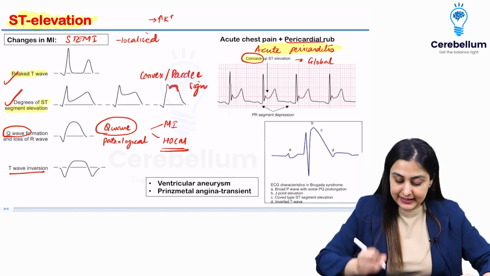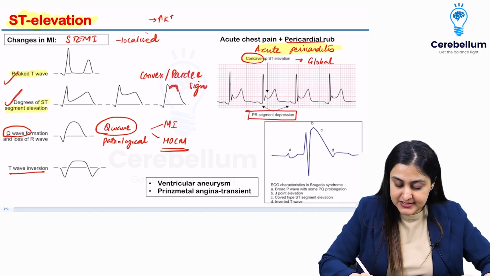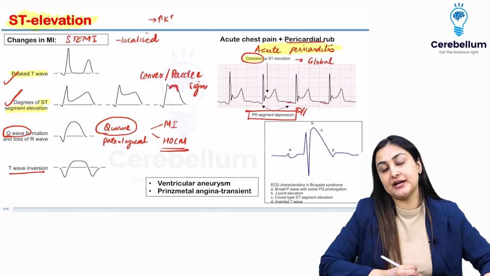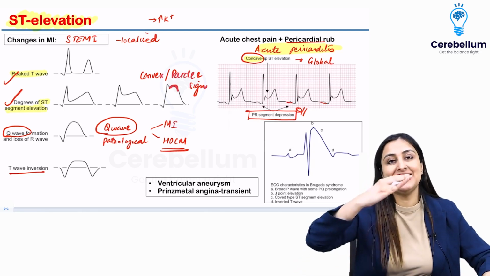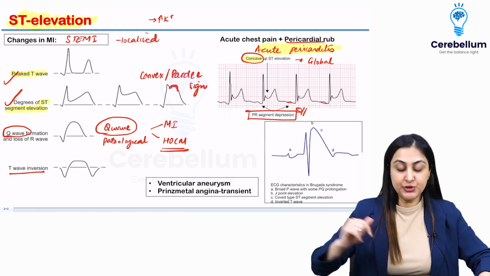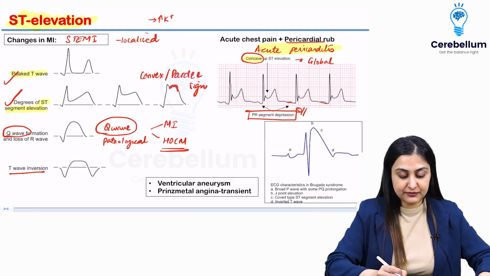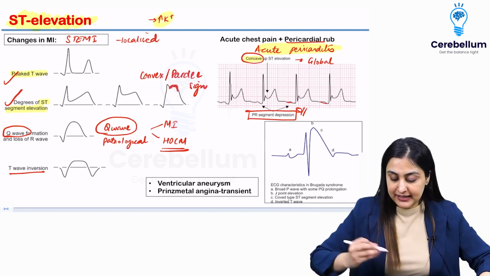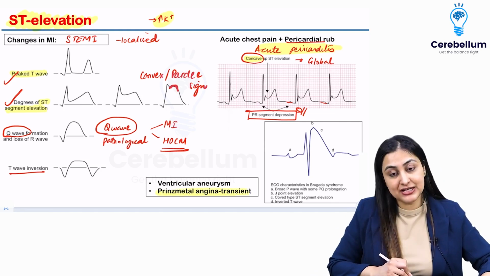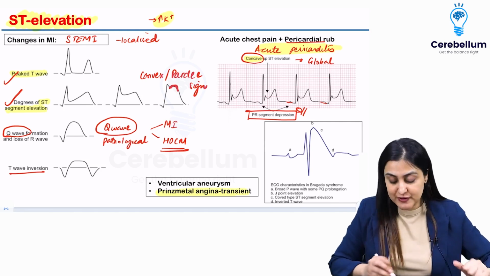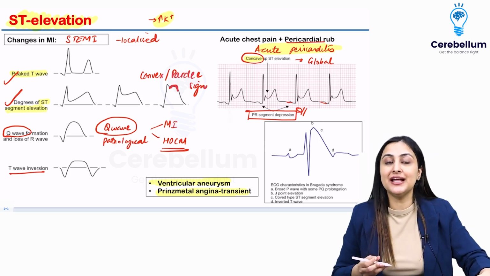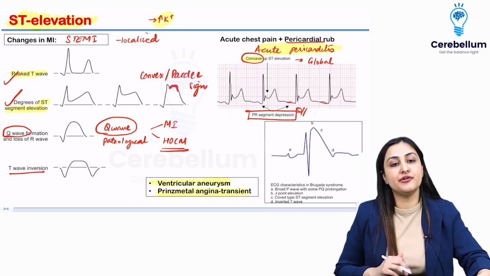In addition, you are going to be seeing PR segment depression. Look at this PR segment depression. So that's also acute pericarditis. So three differences: concave ST elevation, global ST elevation, and PR depression. So two causes done, in fact three causes done if we take into account hyperkalemia. In addition, you can also have transient ST elevation in Prinzmetal angina. We'll talk about this, which occurs because of vasospasm. We can also see this permanent ST elevation in a ventricular aneurysm, which is one of the complications of MI.